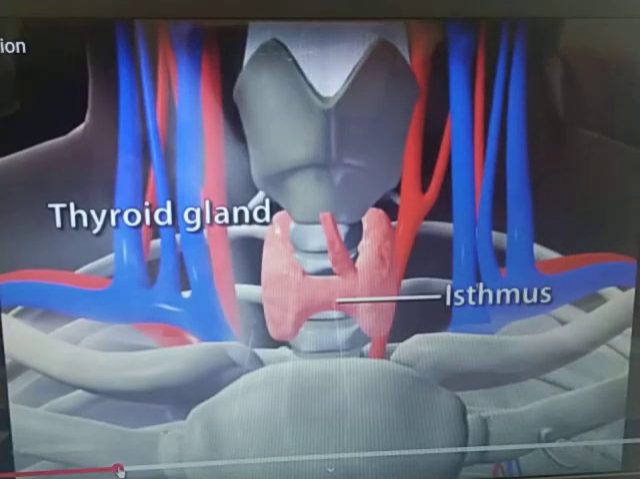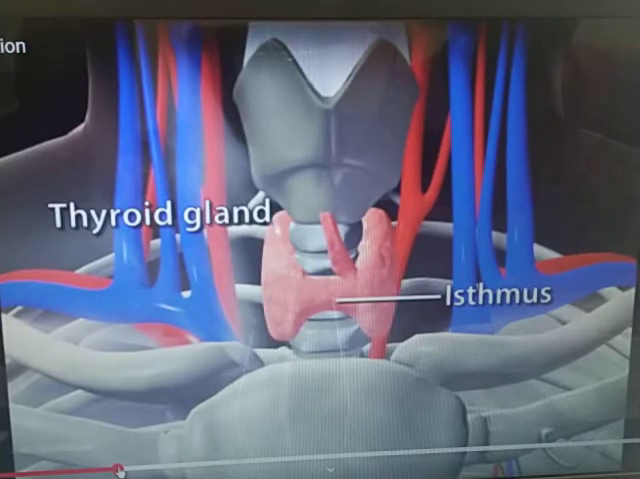The microscopic structure of the thyroid gland shows thyroid follicles composed of cubical epithelium and filled with a homogeneous material called colloid. So, in the thyroid gland, we find the cubical epithelium, and these follicles are filled with colloid. A small amount of loose connective tissue forms the stroma of the gland.